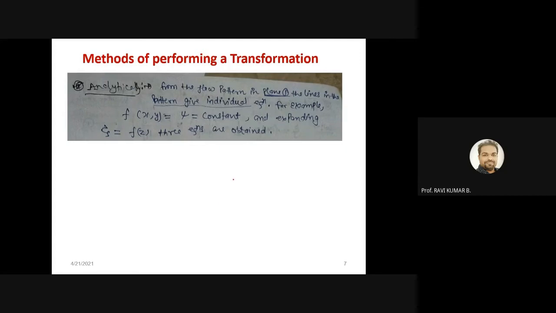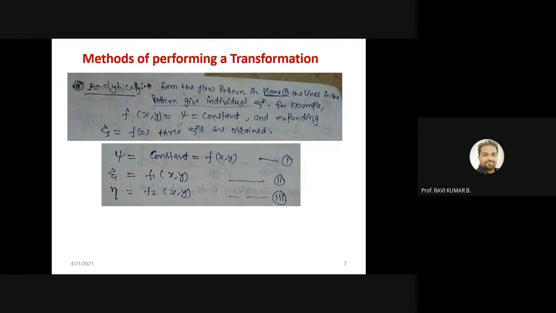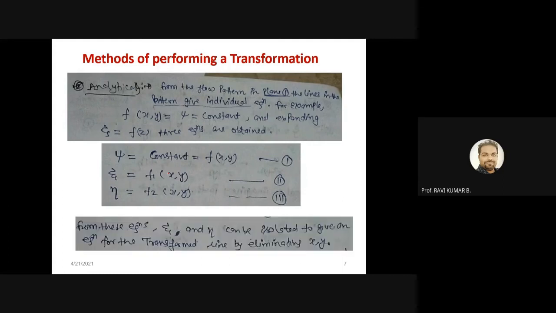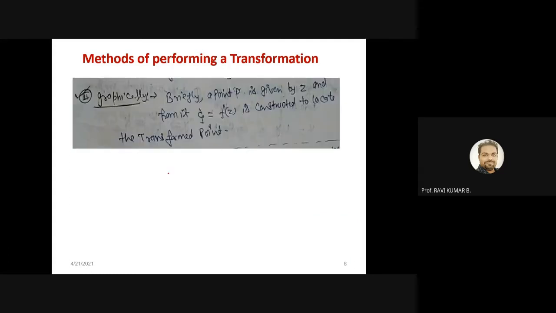So you can represent xi and eta in the z plane. One equation you are getting from the stream function, that is psi is equal to constant. Then you expand zeta is equal to f(z), that is nothing but xi plus i eta. So you get xi and also eta, two more equations. Psi equal to constant is one equation, which is also a function of x and y. And xi is a function of x and y, and eta is another function of x and y. Once you know all these three equations, you isolate either xi or eta, and by putting in the values of x and y, you can form one equation, and from that equation you predict the nature of streamlines in the transformed plane. So from this equation, xi and eta can be isolated to give the equation of the transformed line by eliminating x and y.